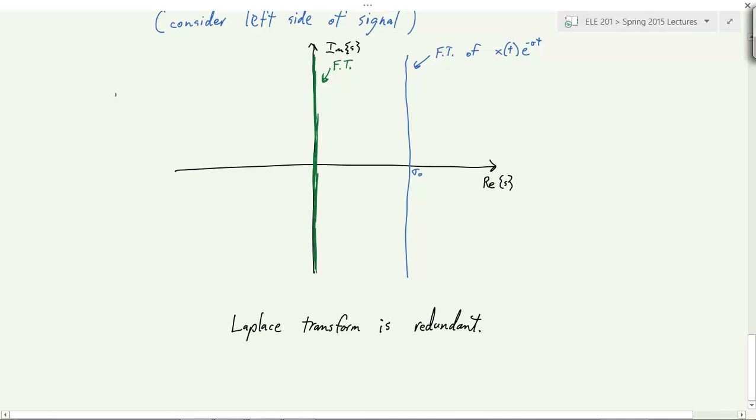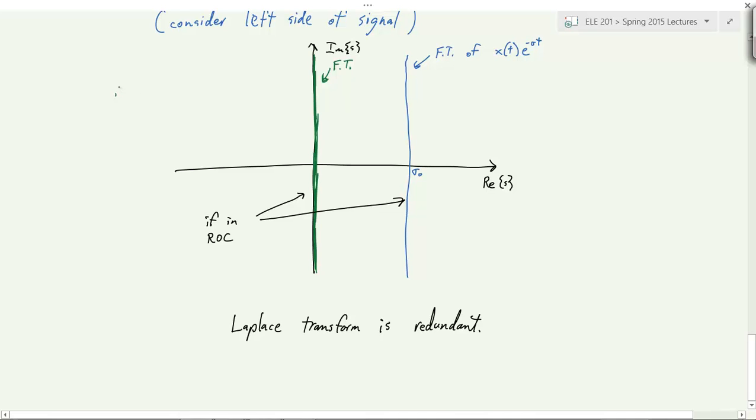Any one of these vertical slices contains all the information about x of t, because the Fourier transform contains all the information about x of t, since you can invert it. So it's very redundant in that way. Now, these statements are only true if these vertical lines are in the region of convergence. If they're not in the region of convergence, they're meaningless. But if they are, then what I said about this being a Fourier transform of a different signal is going to be true.